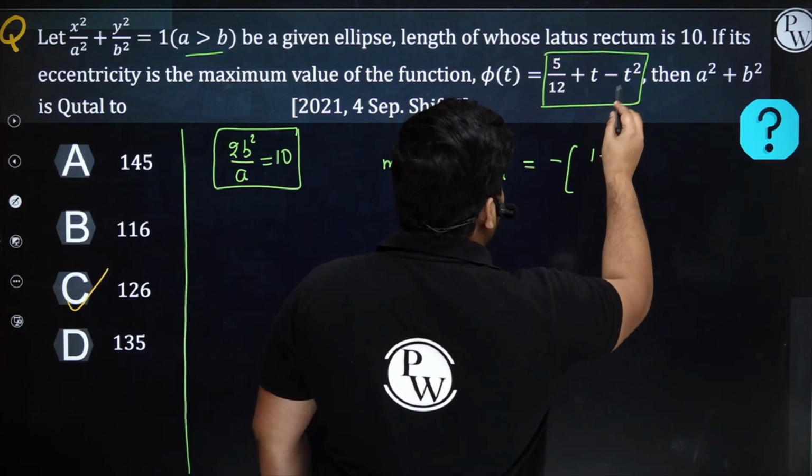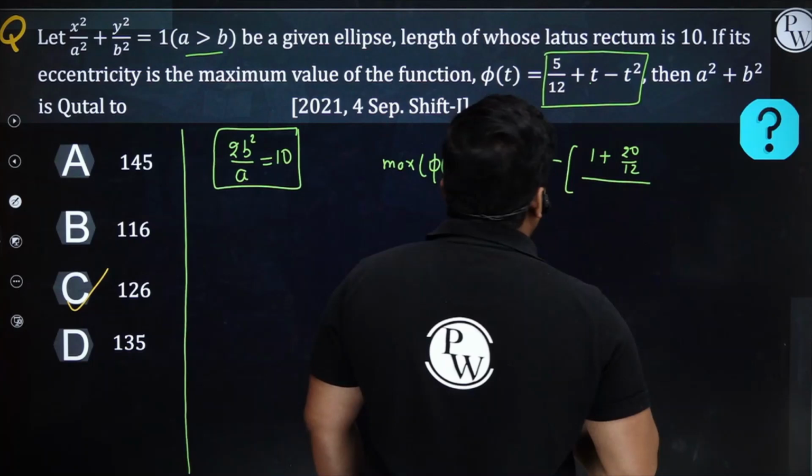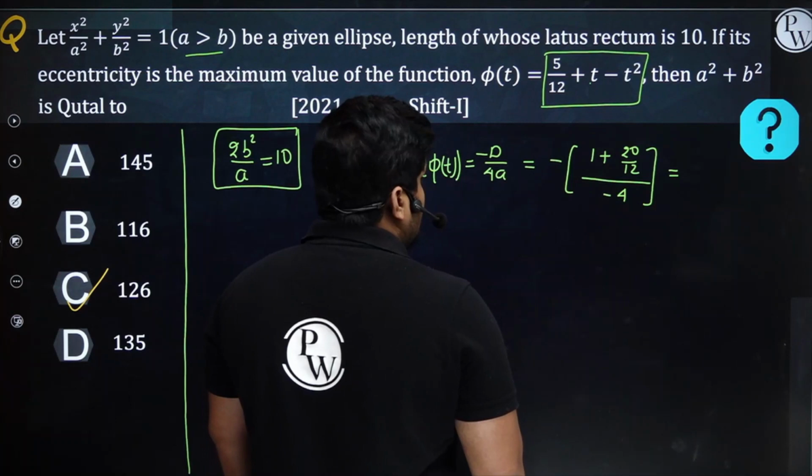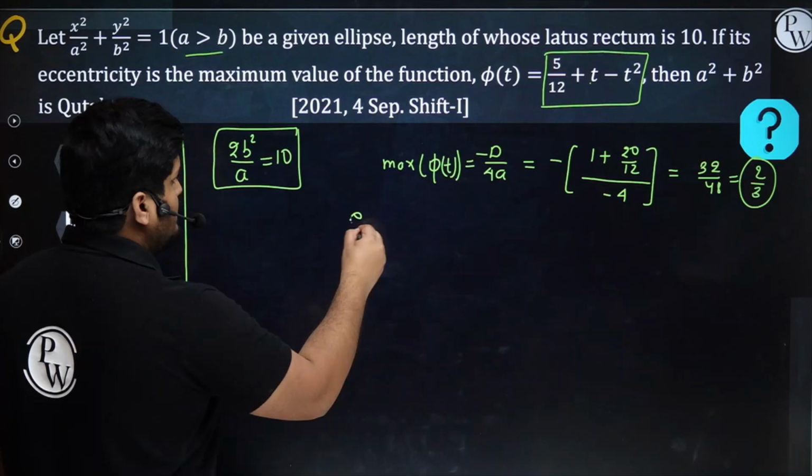So minus, minus plus 20 by 12, b square minus 4ac, divided by 4a, so this is minus 4. So what is it? 32 divided by 48, positive sign, so this is 2 by 3. So we got it. The maximum value is 2 by 3. So eccentricity is how much? e is equal to 2 by 3.